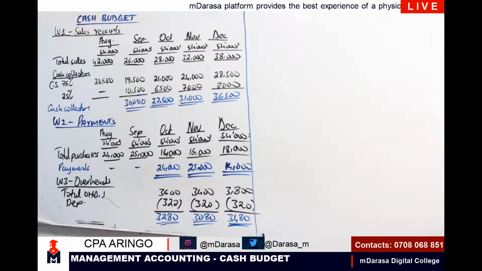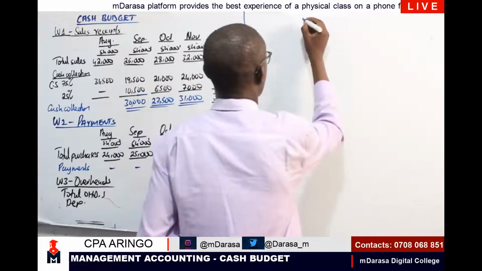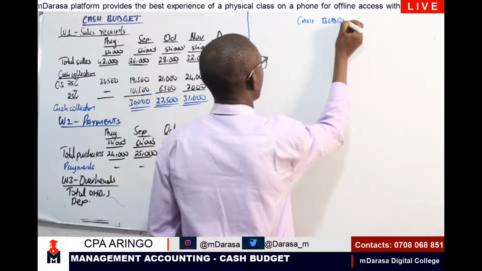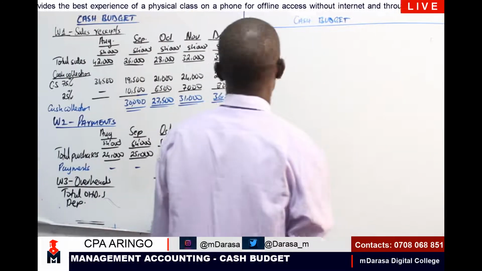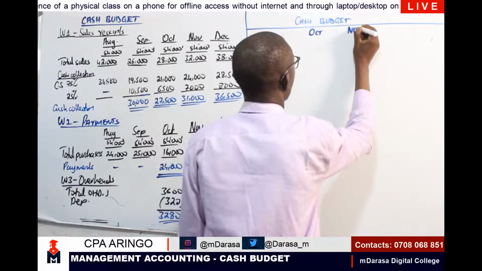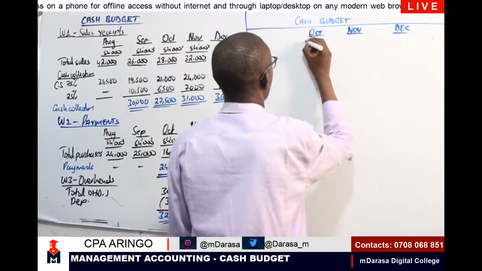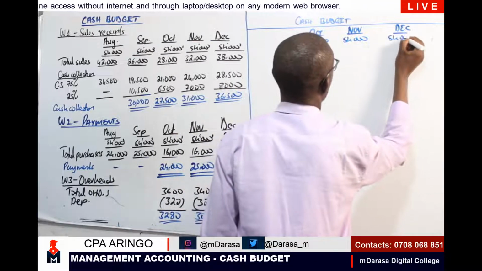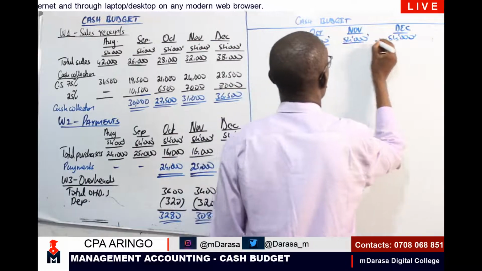So, believing that you have marked the question, allow Mwalimu now to prepare our cash budget. So my cash budget will be for the months of October, November, and December. And our figures here, I'm going to take to be in thousands, because that is what you are given. That is what you are going to work with.